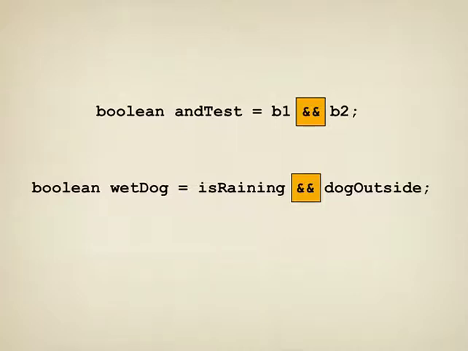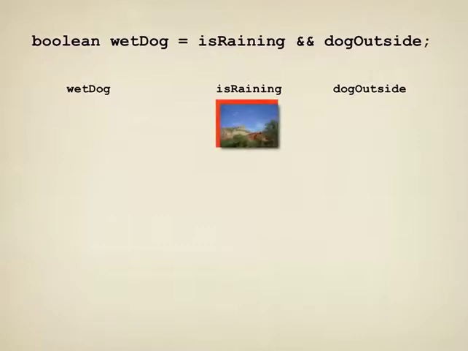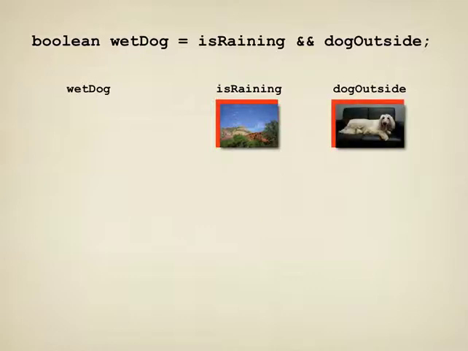Let's take a look at this in action. So I'm going to make three columns, one each for the condition of the dog, wet dog, the result, our boolean, and the two booleans is raining and dog outside. And let's look at the combinations. Let's suppose it's a beautiful day outside. is raining is false. And I'll mark that with this red background. How about the dog? What's going on with him? Well, let's say he's inside. So dog outside is false. So I mark that with a red background.